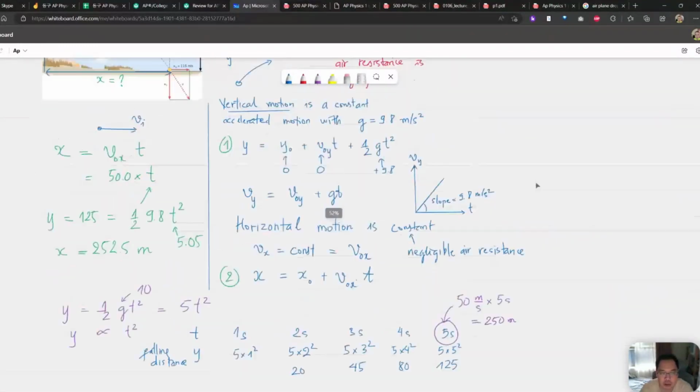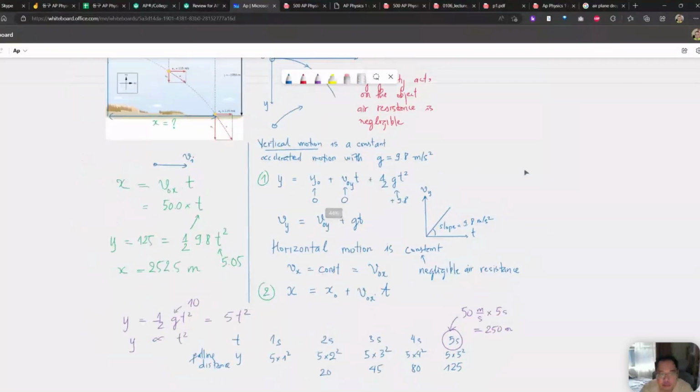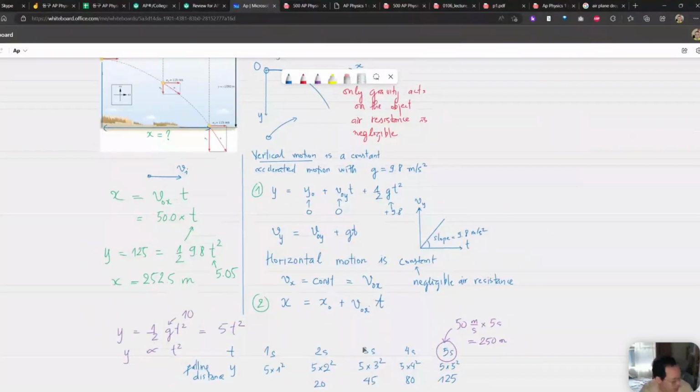So please take note of that. This is a trick that you need to use in AP or ACT or the old SAT too.